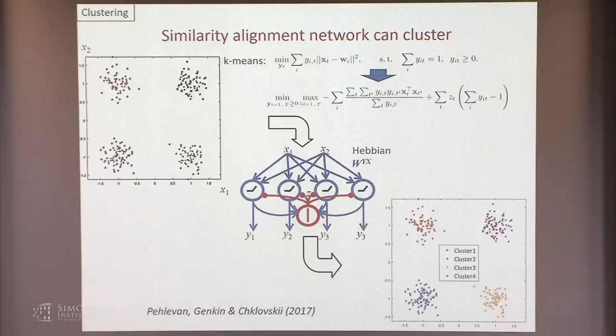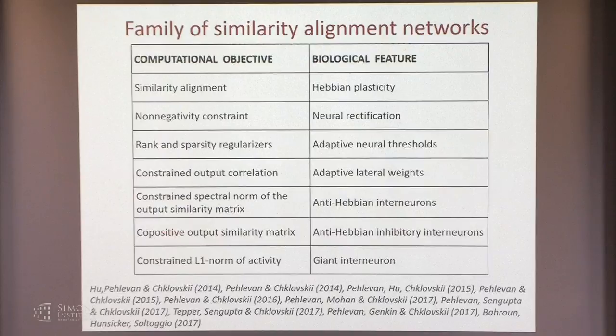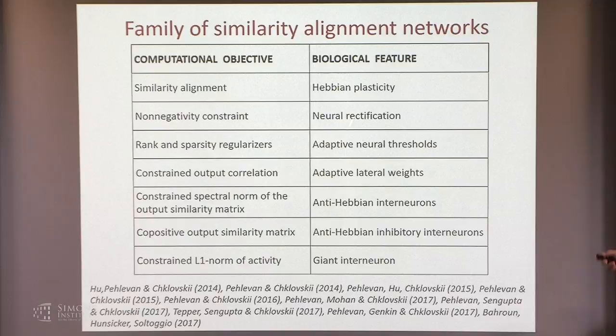So, Mitya, do you think you can incorporate this balance of excitation and inhibition into your model? Yeah, just to answer. These are different biological features that we can capture by changing terms and writing down a slightly different computational objective. The giant interneurons, what I talked about today, but we can also do multiple interneurons with anti-Hebbian rules. So it's all possible, and other kinds of interneurons with other learning rules.